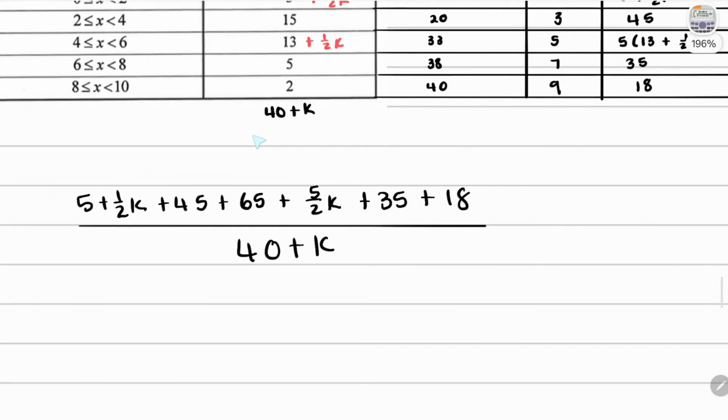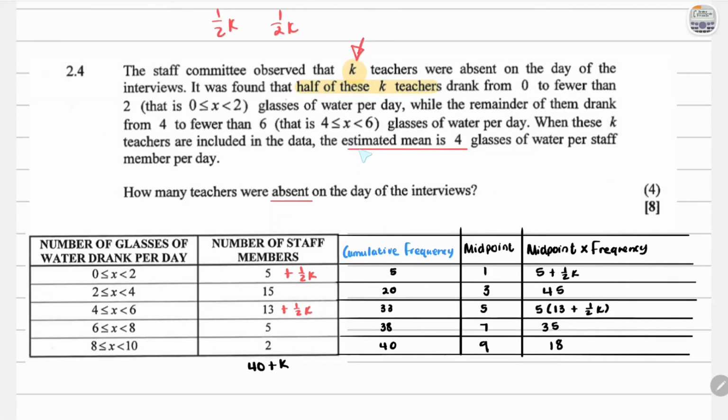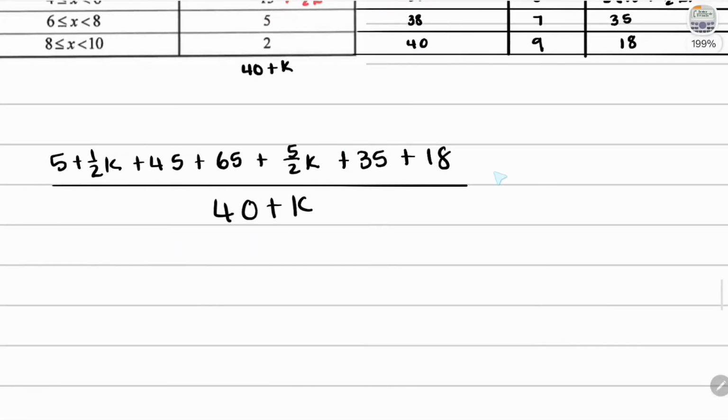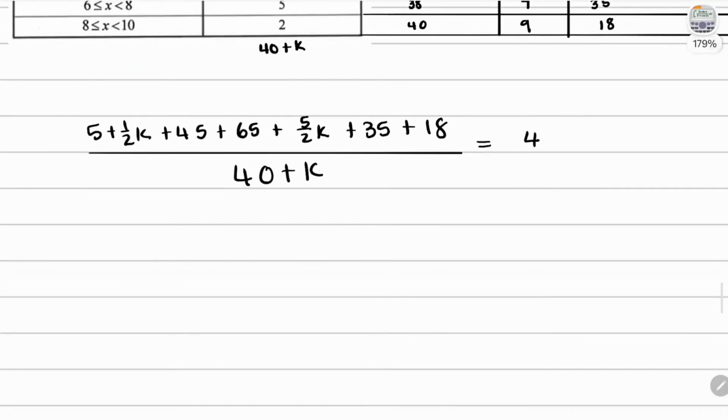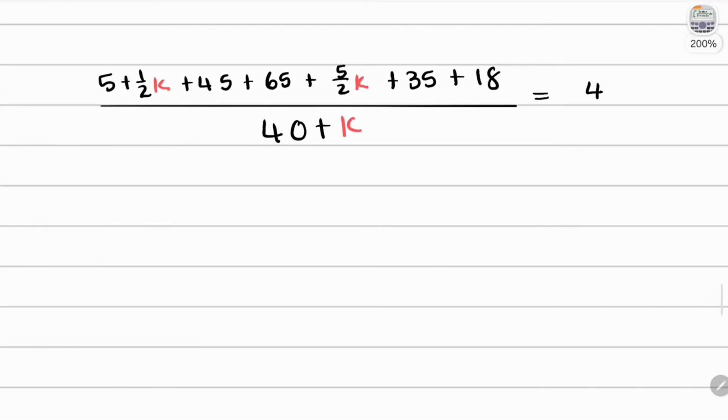So this now is the estimated mean. Now they already told us that the estimated mean is 4. So it means that it eventually gets equal to 4. And now we can use this to solve for k. Okay, so let's add all the k's and then the numbers together. So that's going to be a half k plus 5 over 2k. So they have the same denominator. So that will be 6 over 2k, meaning 3k. We have 3k over there.